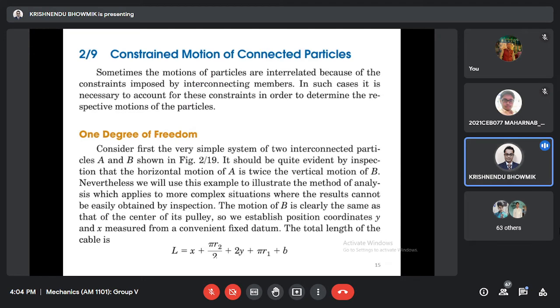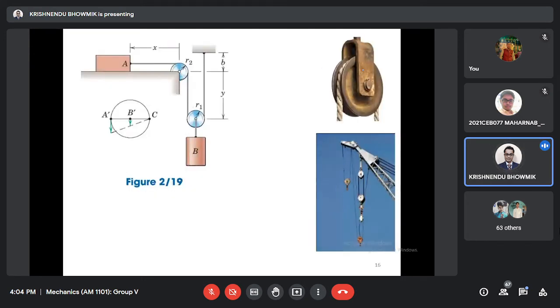Now let's consider this one example of a pulley. You may have rope or cable, and here is another set of examples with different pulleys. So we can hoist one heavy weight from one place to another place, and there are many other applications also.